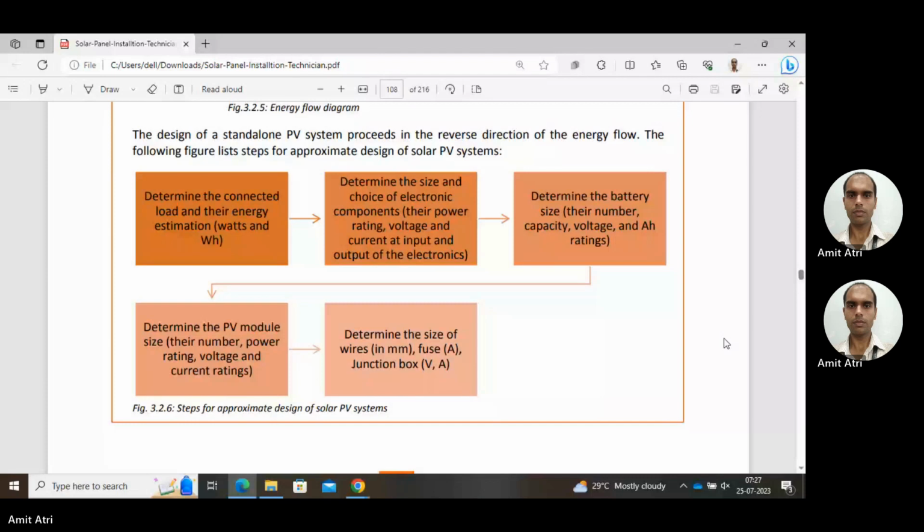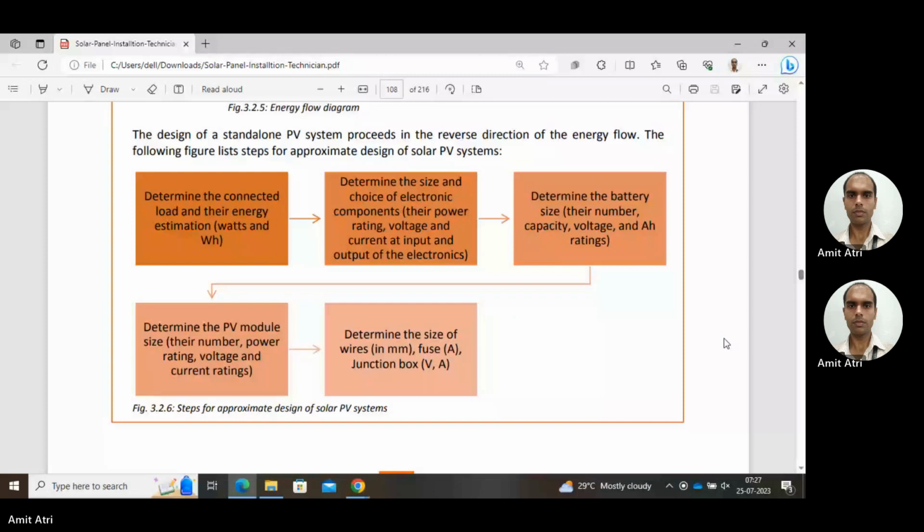So determine the connected load and their energy estimation. Means first begin with the load. In the energy flow diagram, we begin with the PV panel, the solar panels. Now in case of designing, we will move in the reverse. So first we have to determine the load. How many watts, watt hours, means power and energy, that we have to determine. Okay, that is the connected load. What is the connected load?